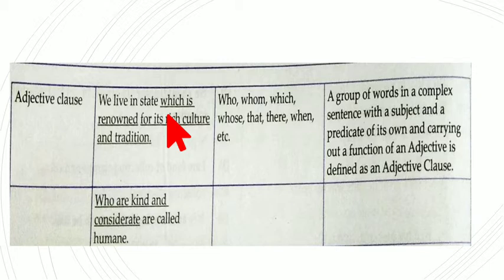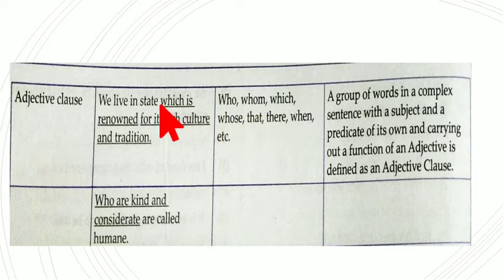So here we understand what? That a group of words in a complex sentence with a subject and predicate of its own and carrying out a function of an adjective is called the adjective clause. It usually begins with the relative pronouns who, whom, whose, which, that, and here when is given, when is rarely used. Usually it denotes time. Otherwise, it only begins with who, whom, whose, which, and that.